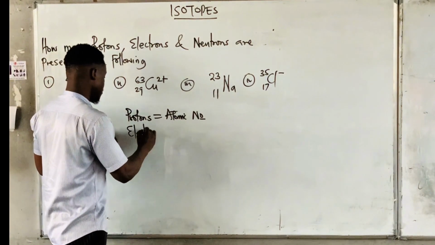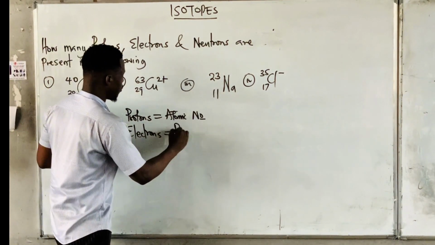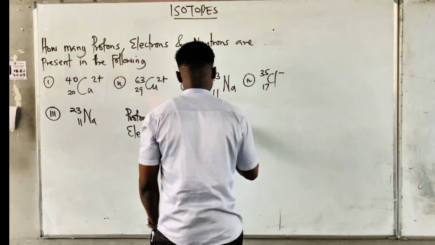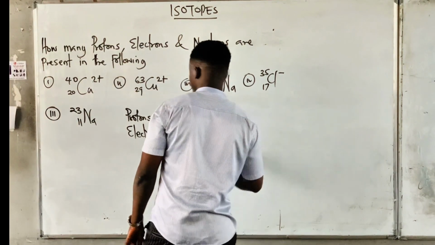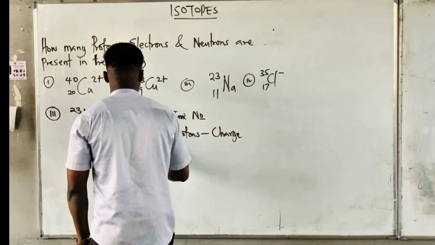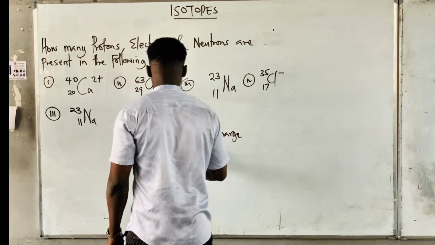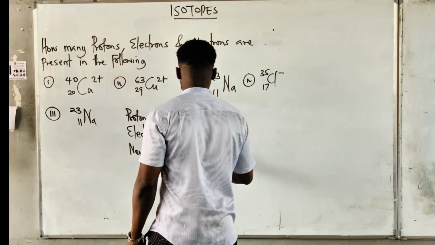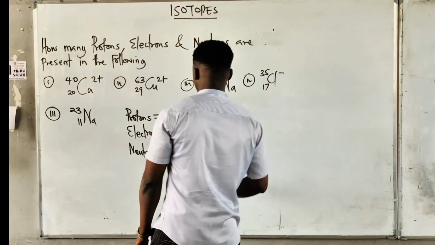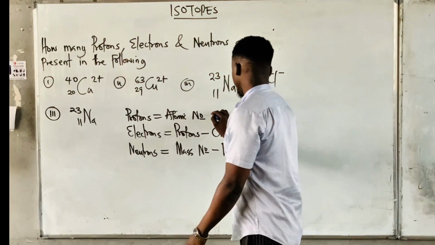Electrons is protons minus charge. And we have neutrons to be mass number minus. So I'm just going to continue from here.